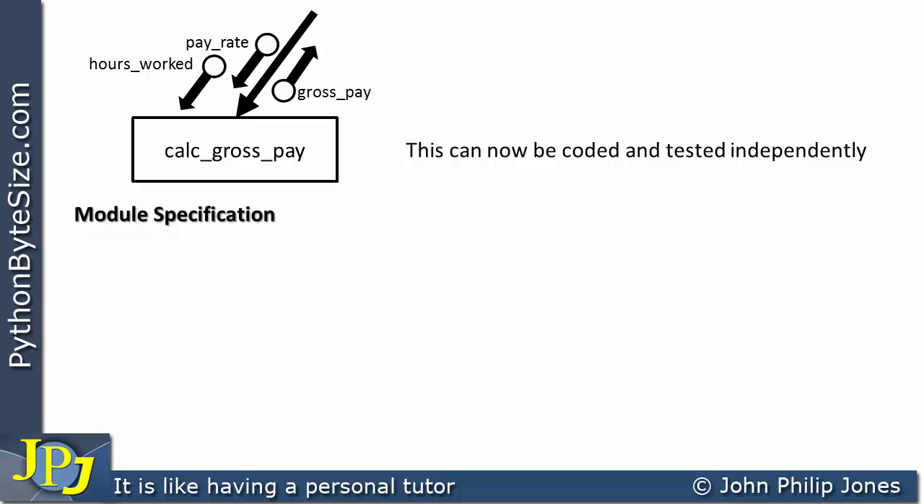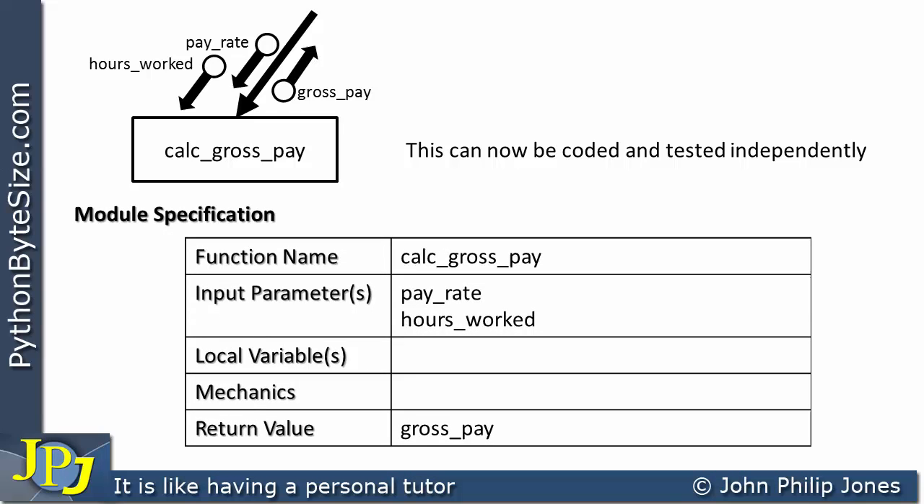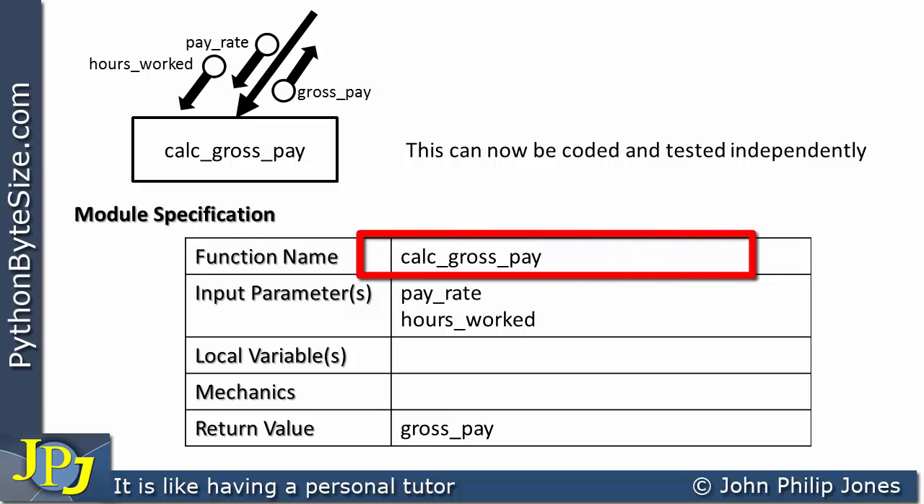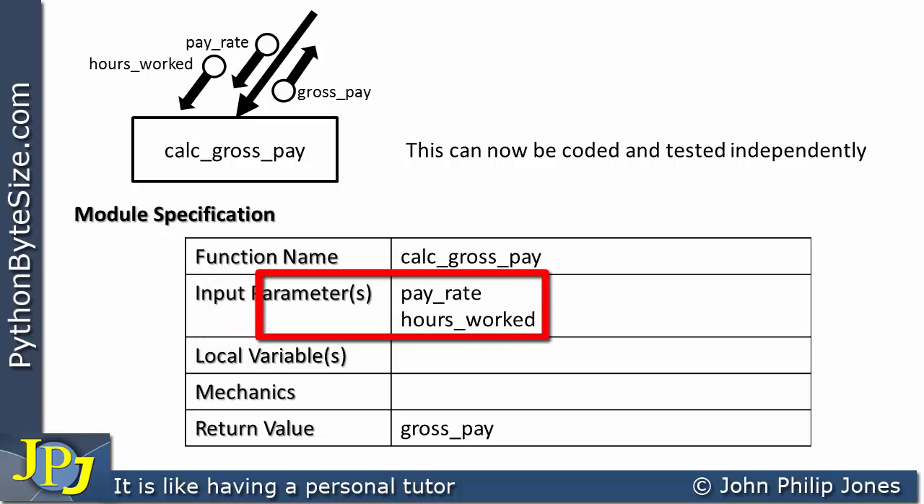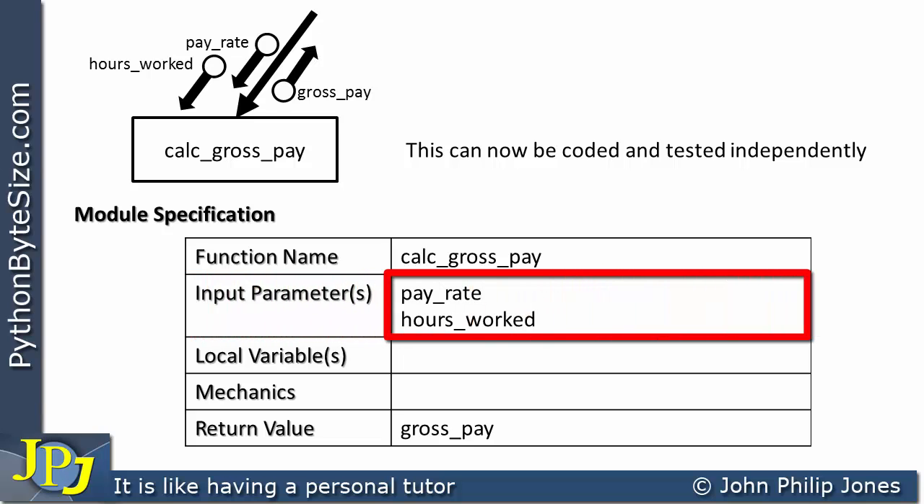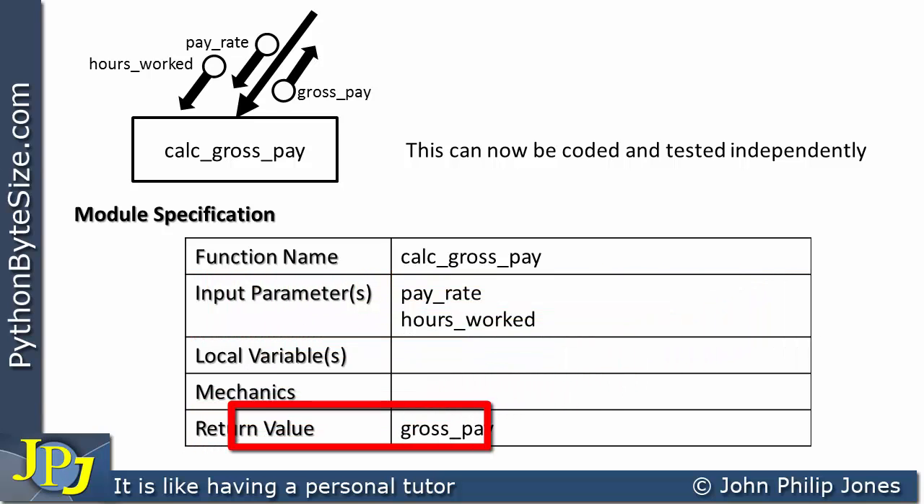Now, if I'm going to give this some thought, what I need to do is to say, well, what I need is a module specification for this. And this is the module specification shown here. And you can see that I've got a function name, which should be clearly obvious. It's calculate gross pay. I've got input parameters, which is the pay rate and the hours worked. And I've got a return value, which is the gross pay.